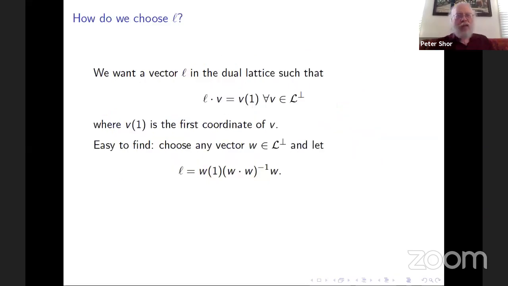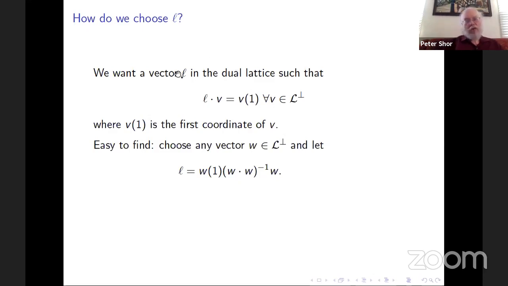So how do we choose L? What we're going to want is a vector L in the dual lattice such that L dot V is the first coordinate of V. And remember that the phase was e to the 2 pi i W1 dot V and e to the 2 pi i W2 dot V. And what that means is that W2 is equal to W1 plus L, because L is the difference between these two points in the dual lattice.